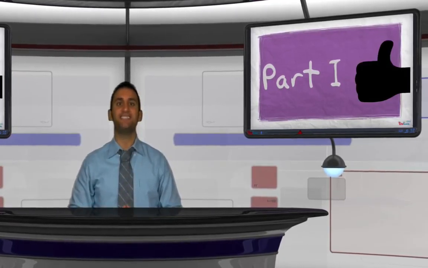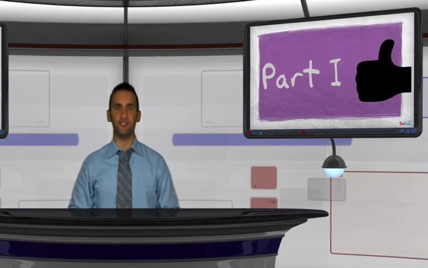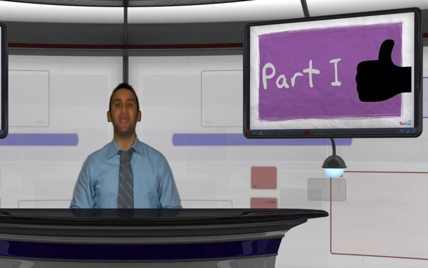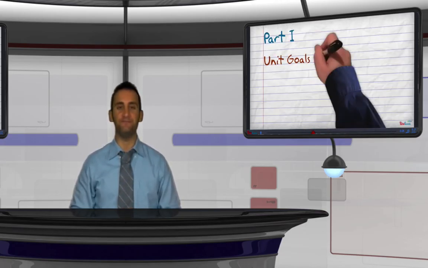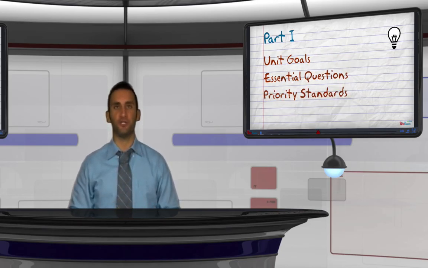The first part will outline the unit's goals, essential questions, and priority standards. In addition, we'll show you an end product to help you visualize the outcome and student understanding for the unit. Then moving on to part 2.